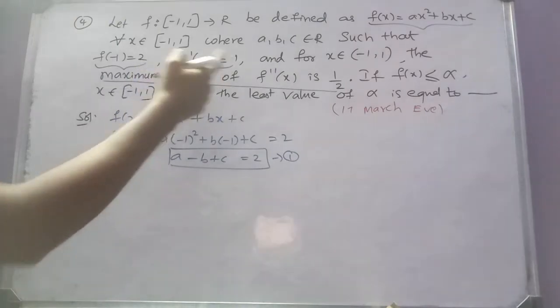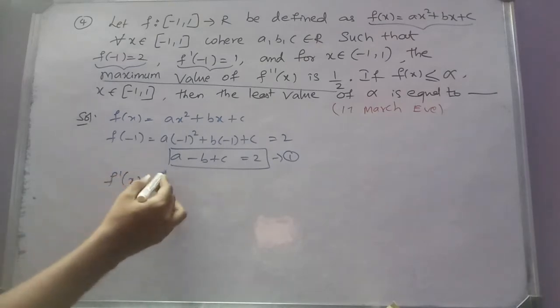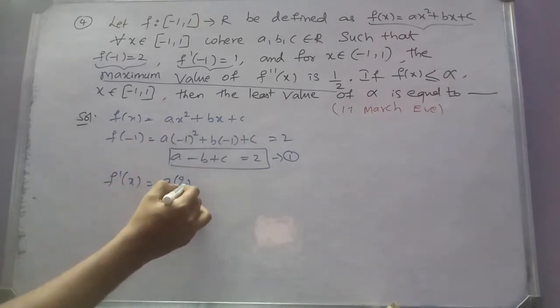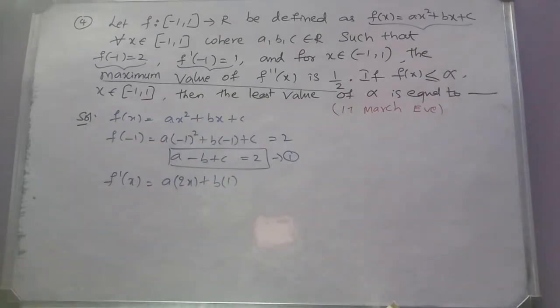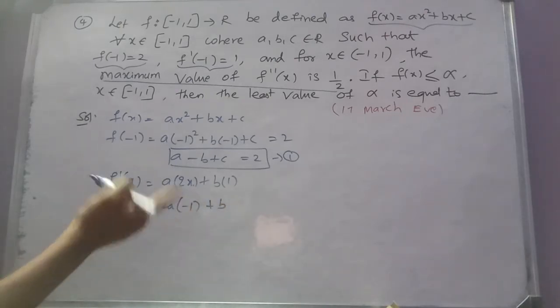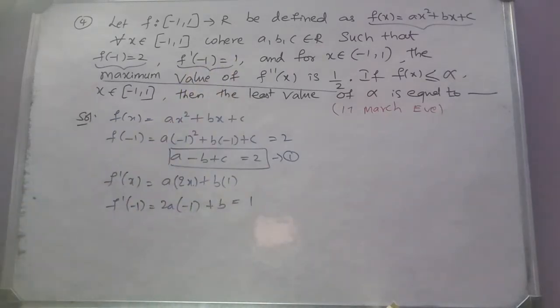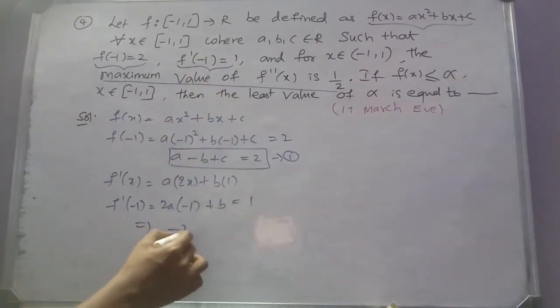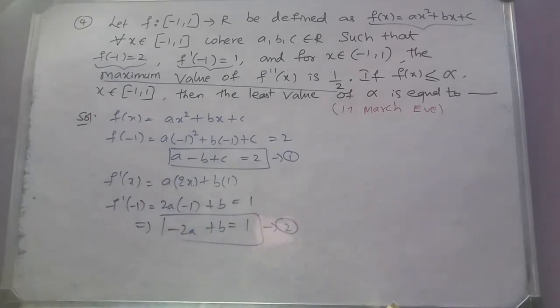Next, f dash of minus 1 is equal to 1. Using f of x, first you find its derivative. a into x square derivative is 2x, plus b into x derivative is 1, plus constant derivative is 0. And this next f dash of minus 1, right? f dash of minus 1 means 2a into x is minus 1 plus b. And they told that f dash of minus 1 is equal to 1. So from this we can say that minus 2a plus b equal to 1. The second equation.